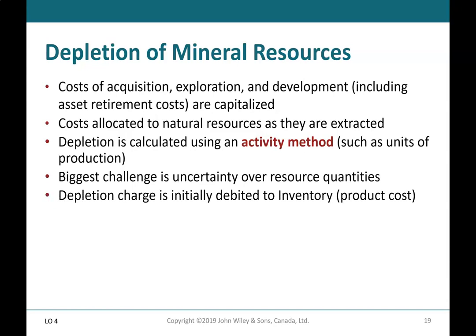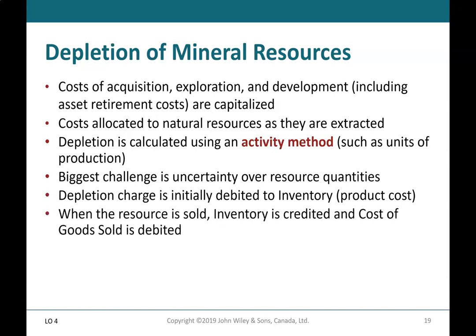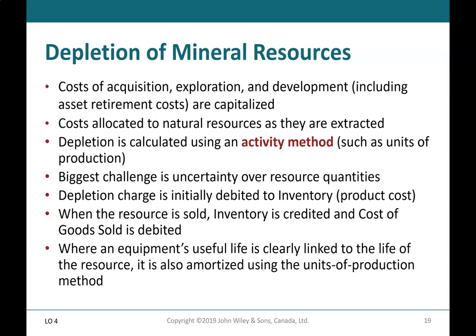Depletion charge is initially debited to inventory or product cost. When the resource is sold, inventory is credited and cost of goods sold is debited. Where an equipment's useful life is clearly linked to the life of the resource, it is also amortized using the units of production method.